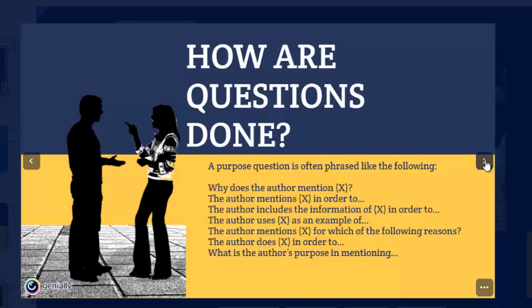The author mentions in order to. The author includes the information of something in order to. The author uses information as an example of. The author mentions information for which of the following reasons. The author does this or that in order to. What is the author's purpose in mentioning this or that? So whenever you see these questions, you have to be sure that we are talking about inference questions.